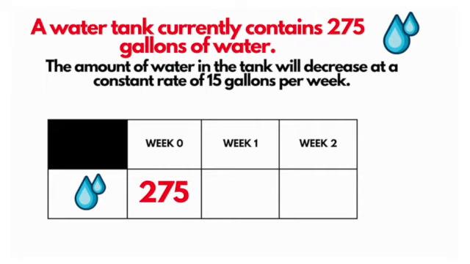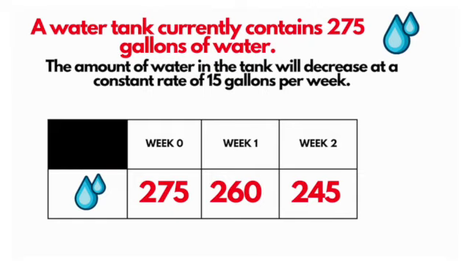So let's take a look and see what's happening in week 1. In week 1, we're going to decrease, so it's going to get less than 275 at a rate of 15 gallons per week. So we're going to subtract 15, which will leave us at 260, and let's take it one step further and fill out week 2, 245. A table is a good way to organize your thoughts. It doesn't take long to set up, and it's really easy to see.